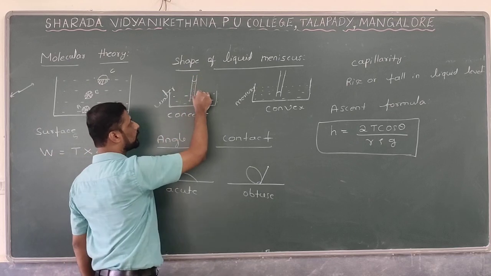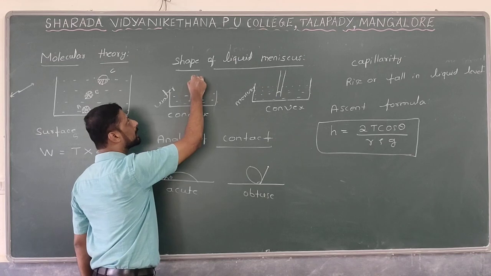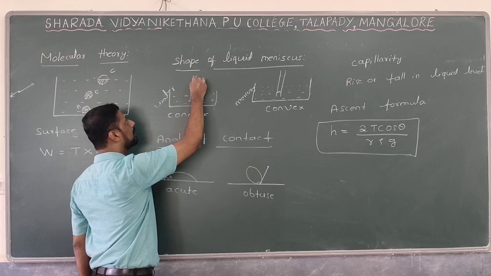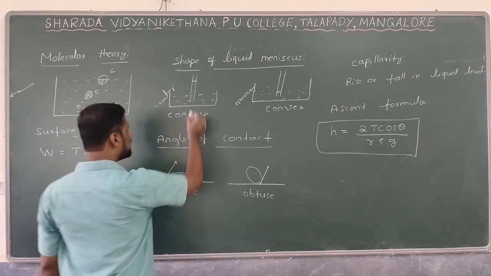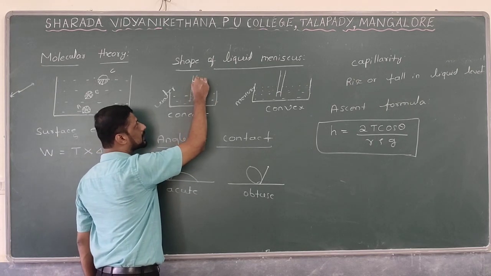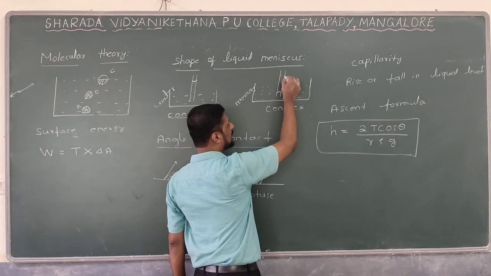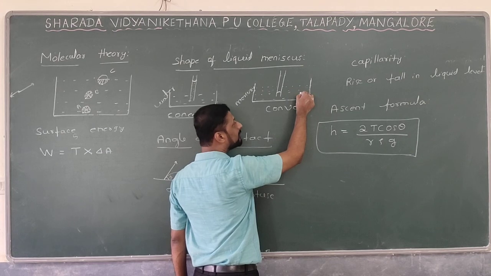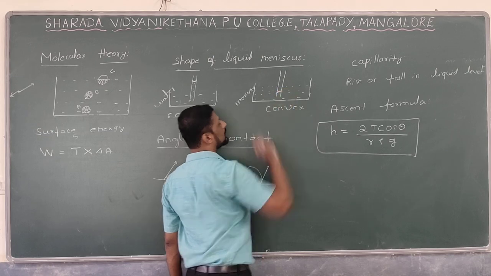When you place the capillary tube in the container containing water, you will observe that near the point of contact between the glass and the water, there will be a change in the shape of the liquid. The shape of the liquid gets changed. So when you immerse the capillary tube in the container containing water, the shape of the meniscus will be concave. In case you immerse the capillary tube in a container which is filled with mercury, you will observe that the shape of the meniscus will be convex.